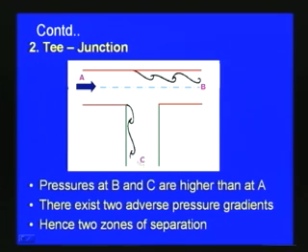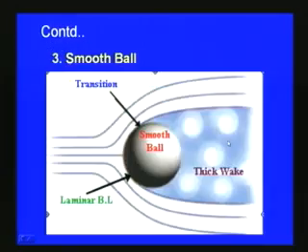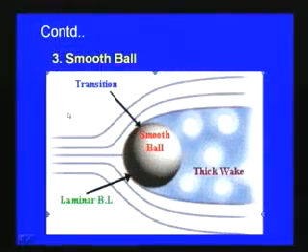So, here there is a possibility of two zones of separation. This is the case of a T junction, and then, as we have already seen, the third case is the flow over a cylinder or a sphere. Here we consider a ball. For the free stream flow over a ball, you can see that depending upon the smoothness of the ball, we can have a thick wake or a thin wake.